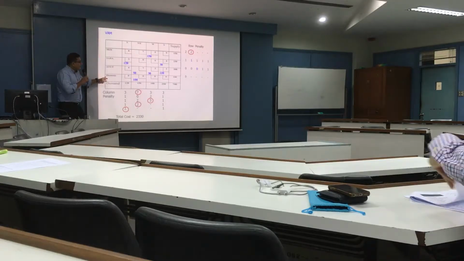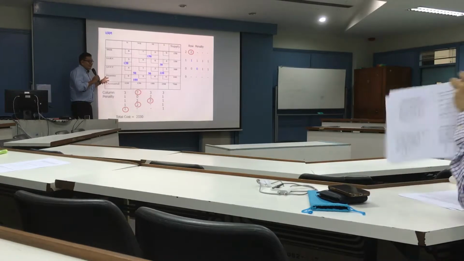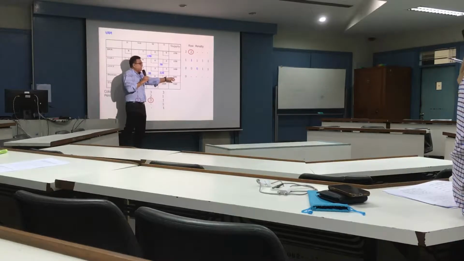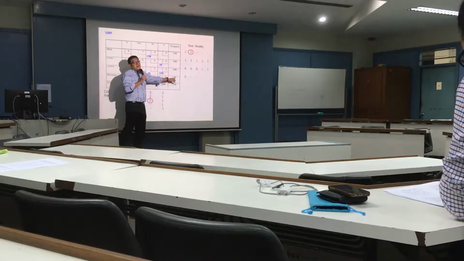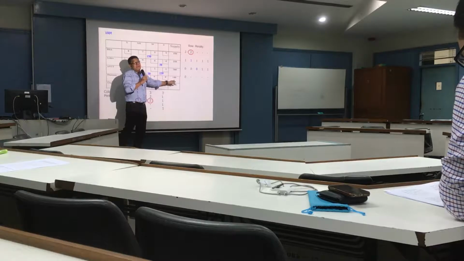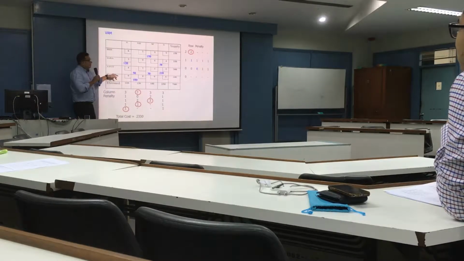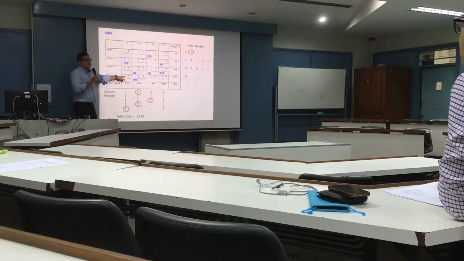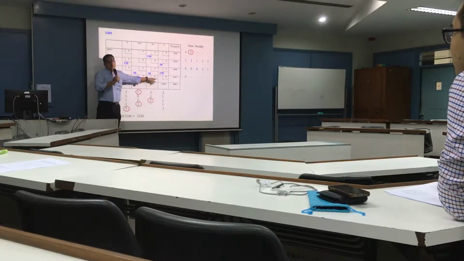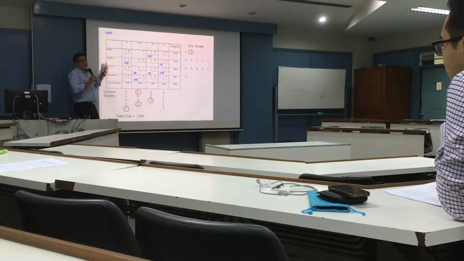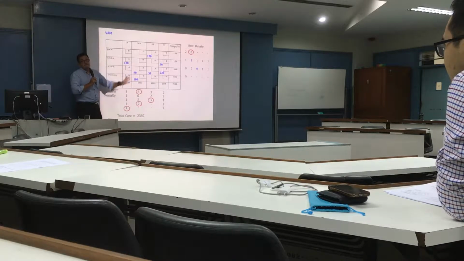The dummy factory actually does not exist. But we assume that we have the dummy factory and it has capacity 100, equal to the difference between demand and supply. Since the dummy factory does not exist, the unit shipping cost, we just put 0 for all. Okay, and then we do the same steps.